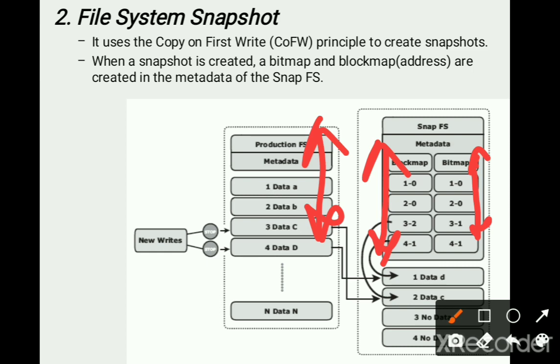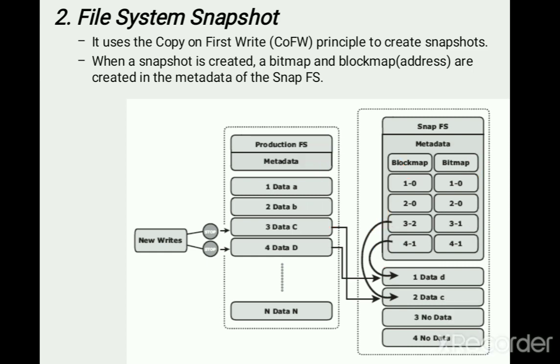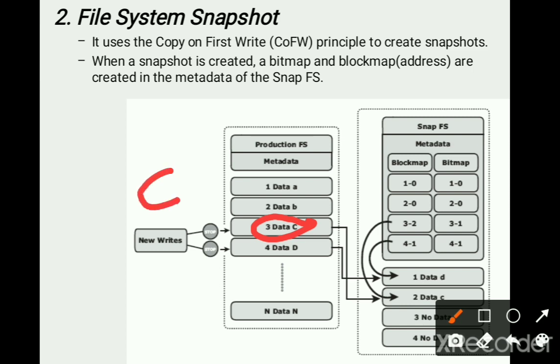So the address is going to specify where the block has been changed and where it is being written. Let us take an example. You can check in this production fs, the previous data for block number 3 was the small letter c. Now it has been changed to the capital letter C.